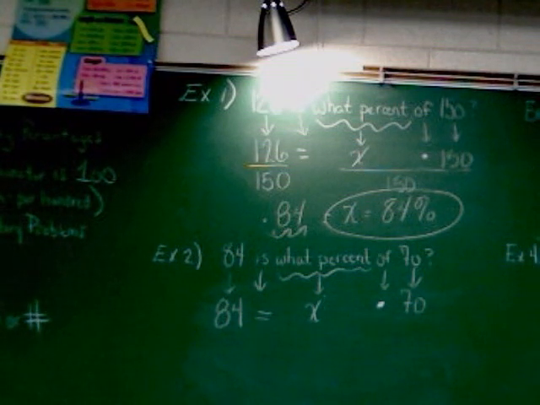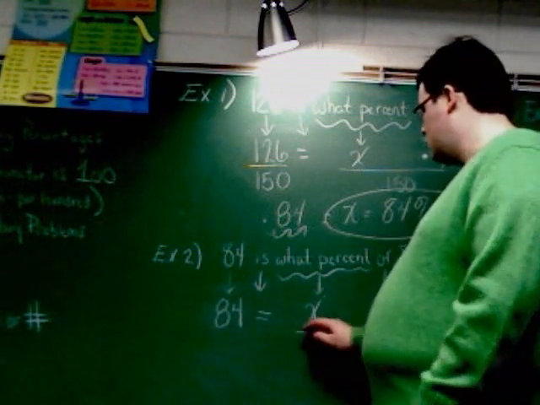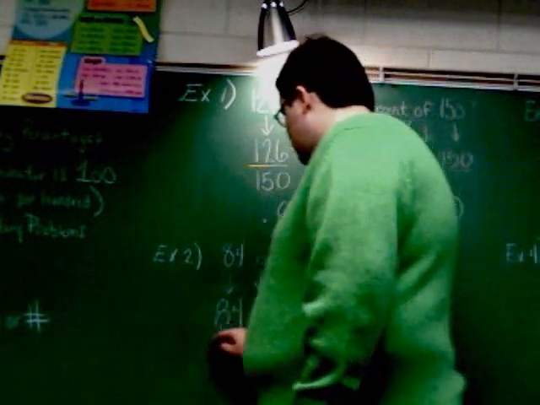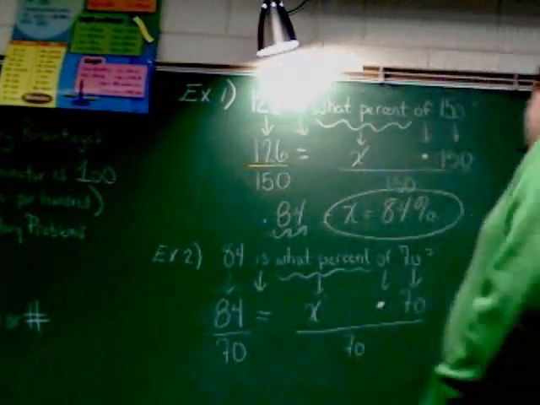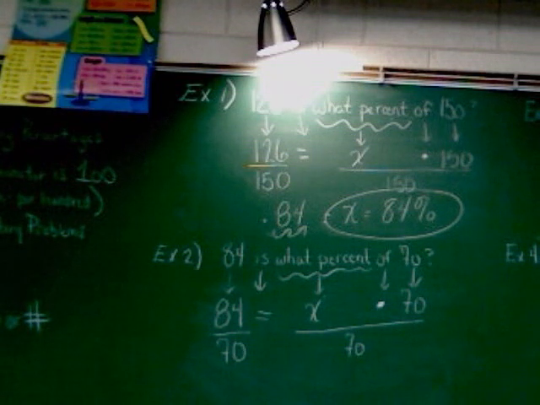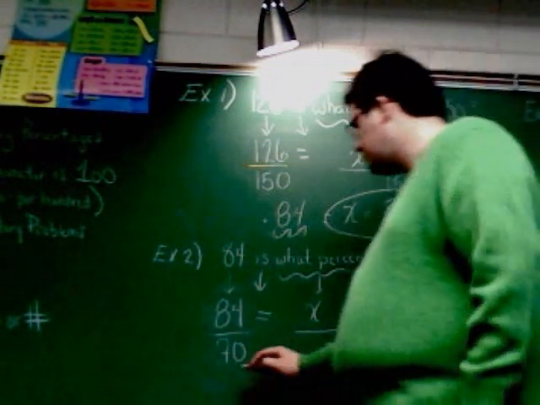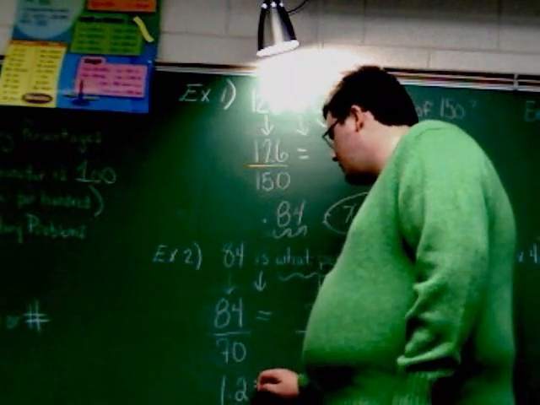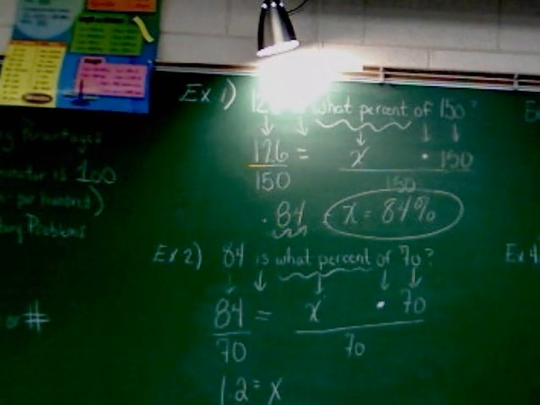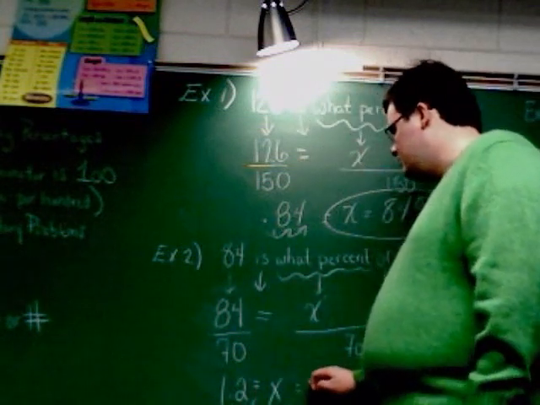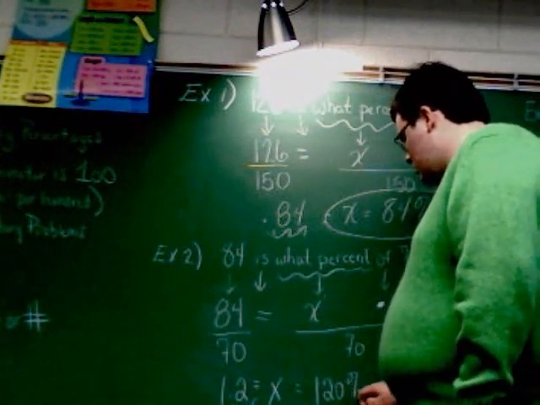So now I just have to solve the equation. I'm going to divide across by 70. 84 divided by 70 is 1.2. Now, just like the last problem, this one says what percent? So to finish it, I have to change it into a percent. Again, twice to the right and add a percent sign. So this is going to be 120%.